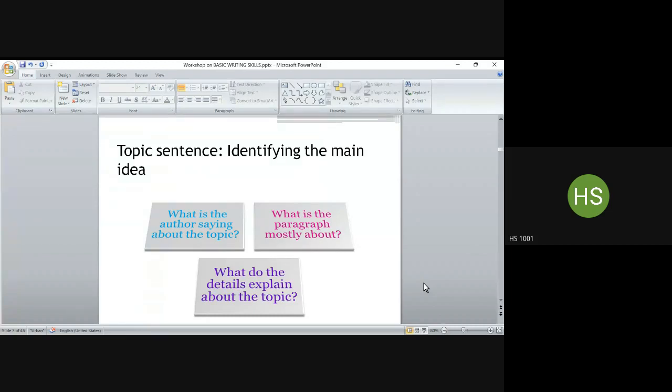Okay. How do you understand what the main idea is? You ask these questions. What is the author saying about the topic? What is the paragraph mostly about? What do the details explain about the topic? Now, what do you see here? If I ask you what is the word that is repeated in all the three questions you see here, what is it? What is the author saying about the topic? What is the paragraph mostly about? What do the details explain about the topic? What do you see repeating here?